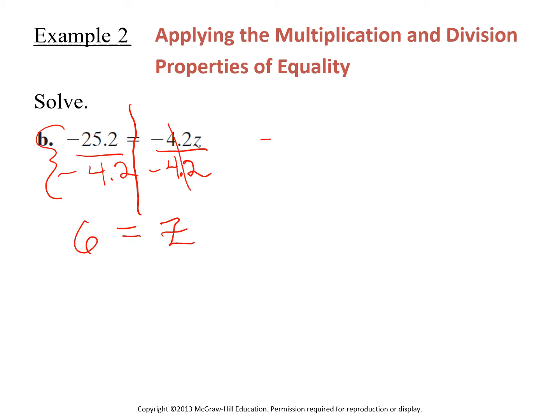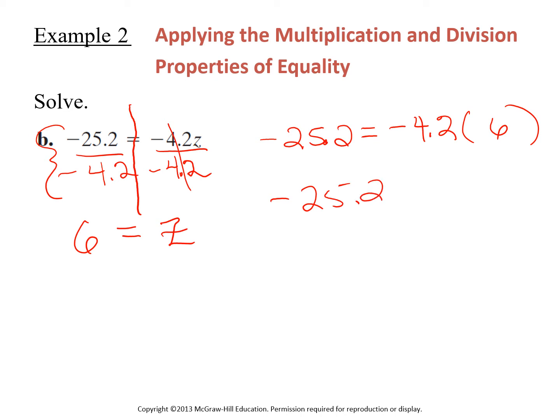So I will check my solution. Negative 25.2 equals negative 4.2 times z, which I'm saying is 6. And I get my balance statement, negative 25.2 on both sides.